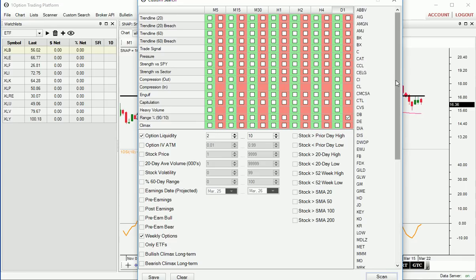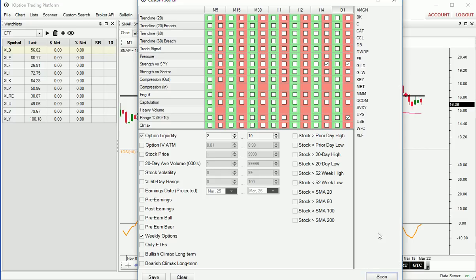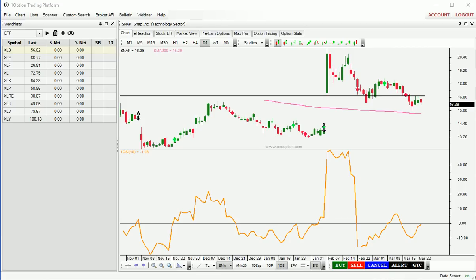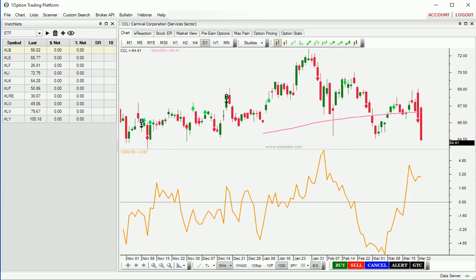So let me do this. I do want to show you the difference between the baby getting thrown out with the bathwater and what is absolutely just a weak stock, and why I would be focusing on it. So we're going to do sell signals in here. Actually, let's go longer term. Let's go sell signals on the D1 and H4 time frame, and let's see if we can find any that have been pounded down.